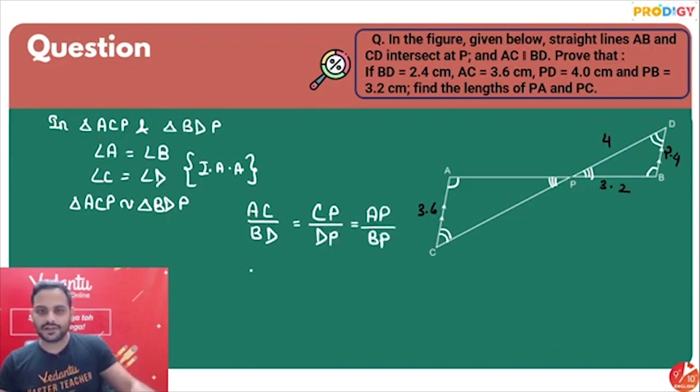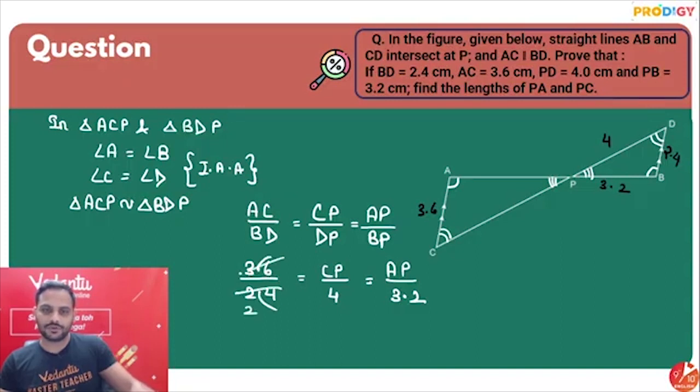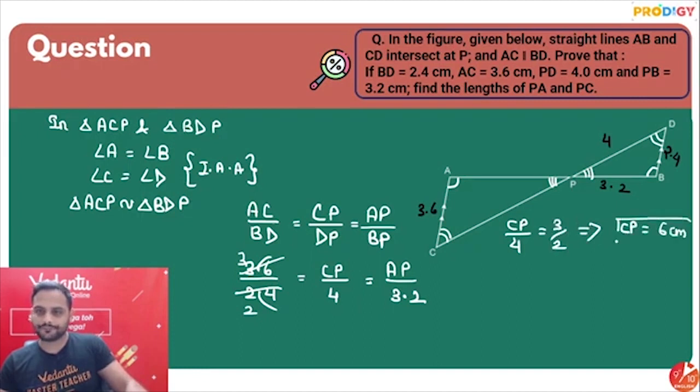We need AC, which is given as 3.6, BD is 2.4, CP we don't know, DP is given as 4, and AP we don't know, BP is given as 3.2. Now 3.6 and 2.4, if I remove the decimal, 12 2s are 12, 3s are... So CP by 4 is also 3 by 2. Simplify this, CP will be equal to 6 centimeter.